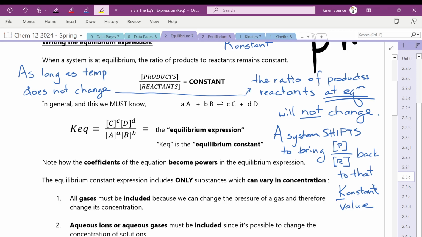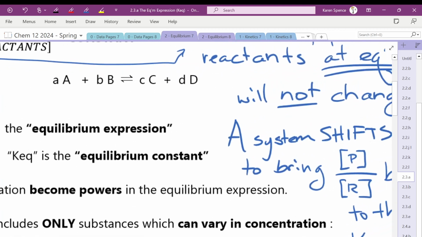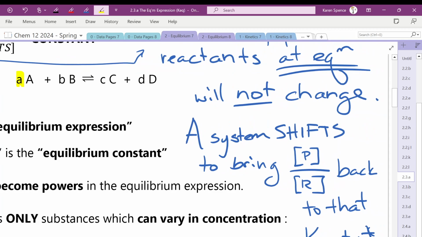Now, one thing you're going to have to be able to do is write the KEQ expression, or the equilibrium expression. And what you need for that is the balanced reaction. So we have coefficient A in front of reactant A, coefficient B in front of reactant B, coefficient C in front of product C, coefficient D in front of product D.